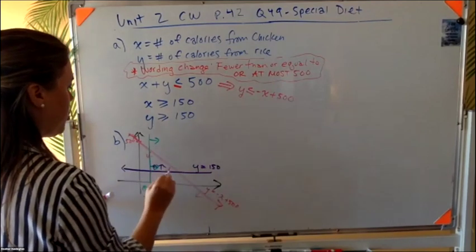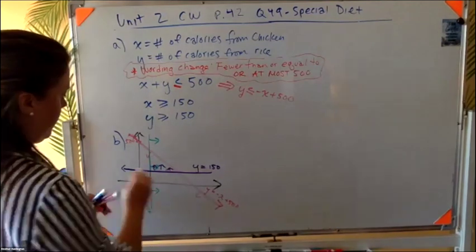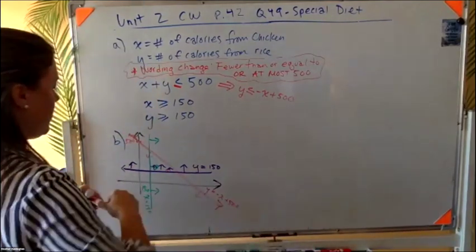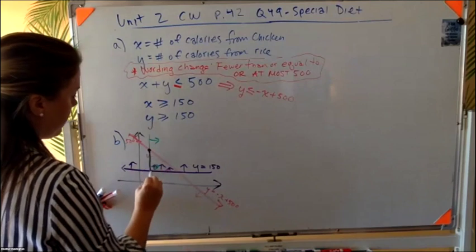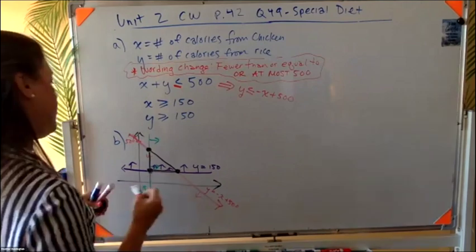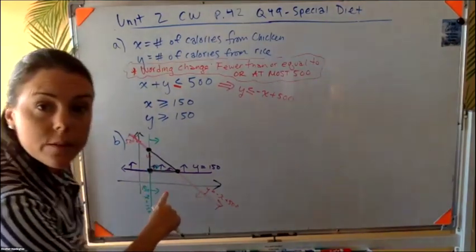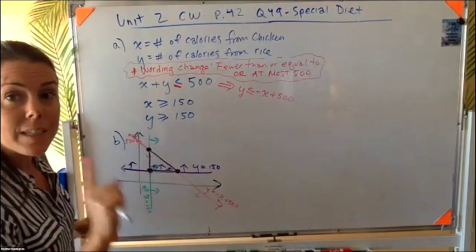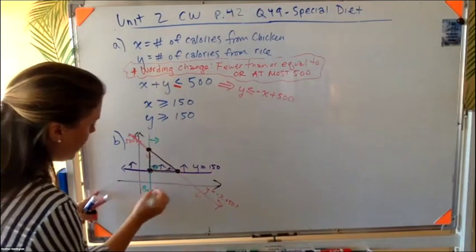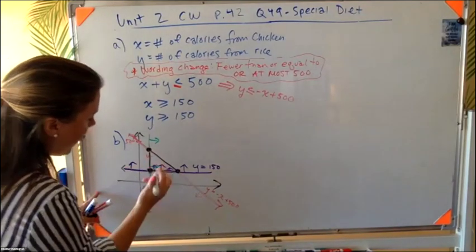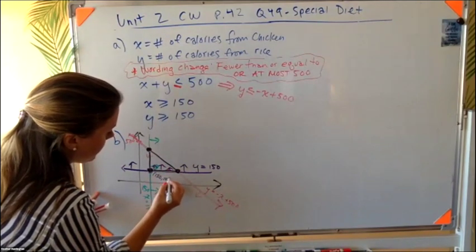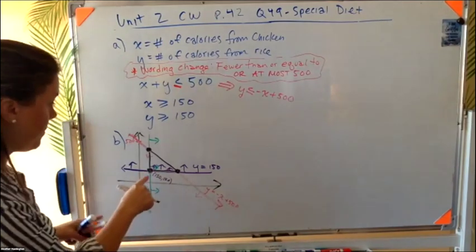Okay, so now I see a little triangle. Here's our solution set, our feasible region. We have to identify the vertices here. The one here in the corner is actually simple, because I know the X and I know the Y. This one is 150, 150 for the X and the Y. So those should be quick for you to figure out.